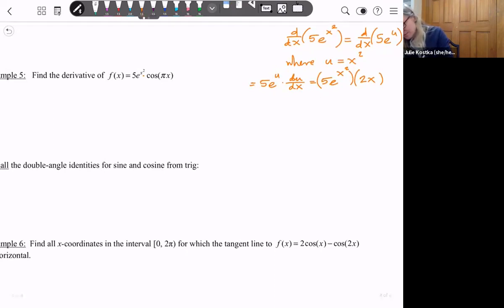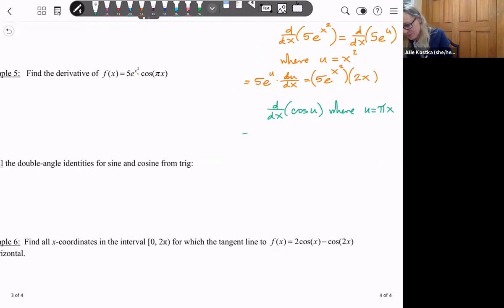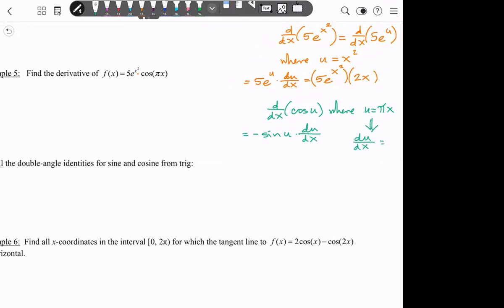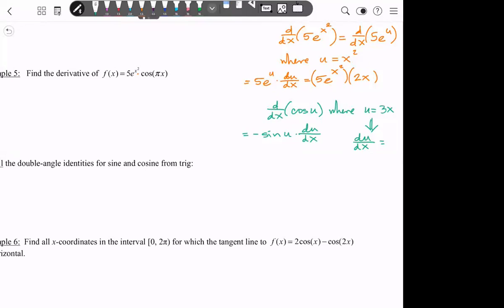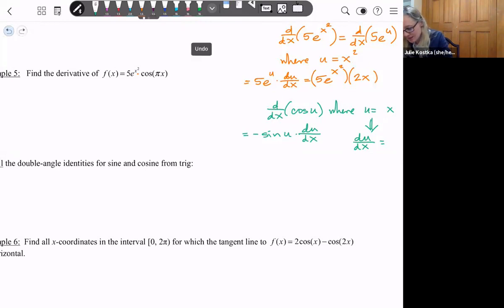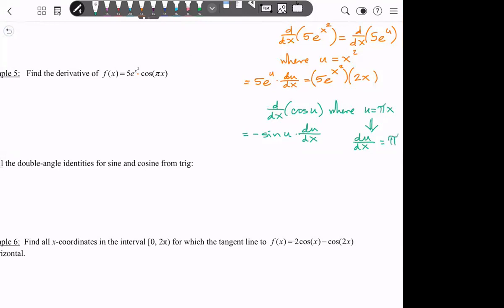Let's do the other one. d dx of cosine of u, where u is pi x. Derivative of cosine is negative sine of u times du dx. What is du dx here? That's 1. Close. Wait, is it 0? Pi. Because what would you say is the derivative of it if it was 3x? Oh, we're multiplying. If it was 3x, you'd say it's 3. Exactly. We have to remember that pi is a number. My brain is just like pi plus x.